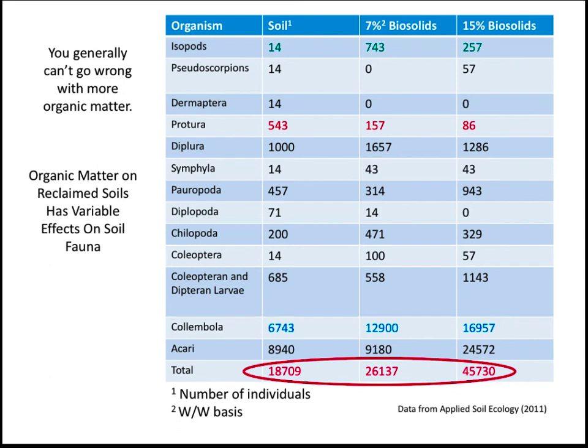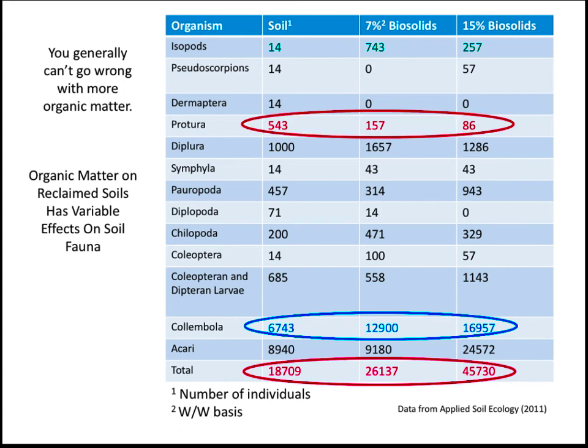So, for example, with Collembola, the springtails, their population steadily goes up the more organic matter you add. On the other hand, this particular group, as you add more organic matter, the number of these organisms goes down. And this particular group, the isopods, the pill bugs, the roly-polies, you add a little bit of organic matter, the numbers go up. You add more organic matter, the numbers go down.